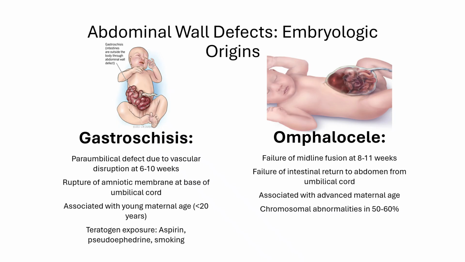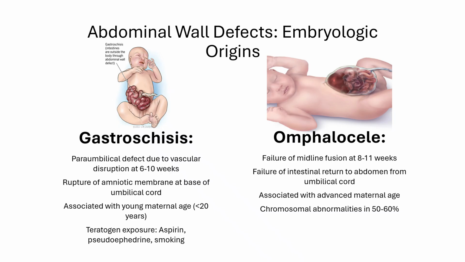This disruption likely occurs when the amniotic membrane ruptures at the base of the umbilical cord, allowing intestinal contents to herniate through the weakened area. The maternal risk factors for gastroschisis reflect this vascular disruption theory. Young maternal age, particularly under 20 years, correlates with this defect for reasons we don't fully understand. More revealing are the teratogen exposures. Aspirin affects platelet function and bleeding risk. Pseudoephedrine causes vasoconstriction, and smoking impairs vascular development. These exposures support the vascular disruption hypothesis.